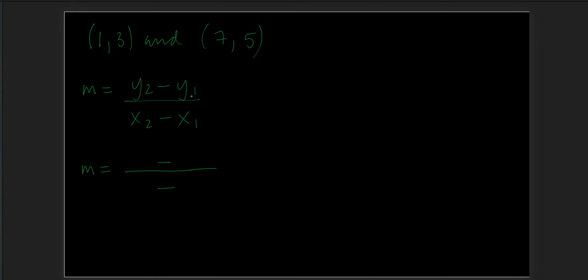Now y2 minus y1 means I'm going to plug in the y's, which are right here, 3 and 5. And the 1 and the 2 here just mean those are different y's. They could be the same number even. They just mean they come from different points.